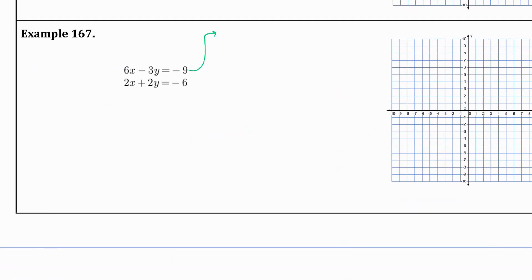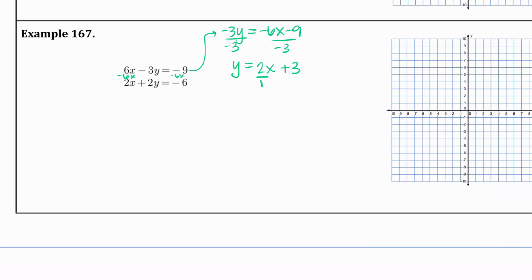So before we graph them, we're going to go ahead and put this in slope-intercept form. I'm going to do the top one up here. To start out, I'm going to subtract 6x from both sides, and I end up with negative 3y equals negative 6x minus 9. To solve for y, divide both sides by negative 3, and we end up with y equals positive 2x plus 3.